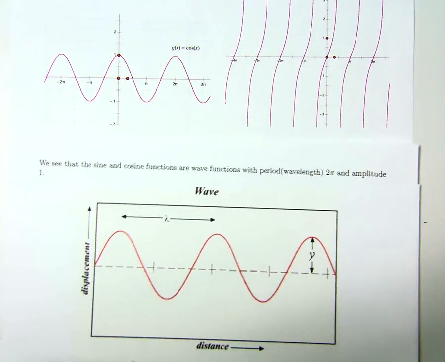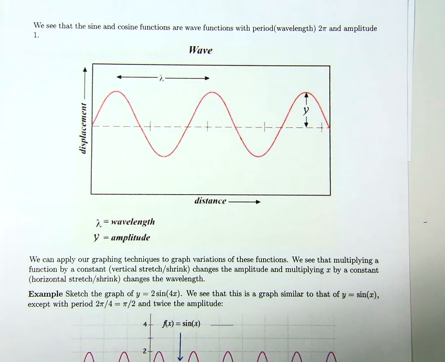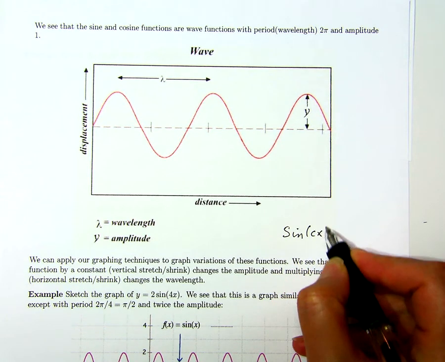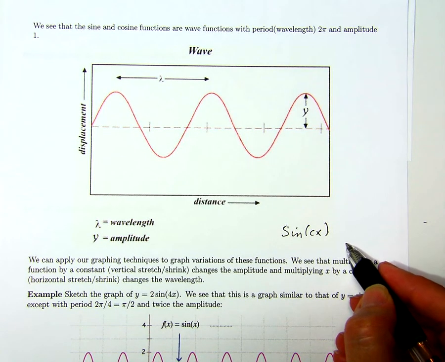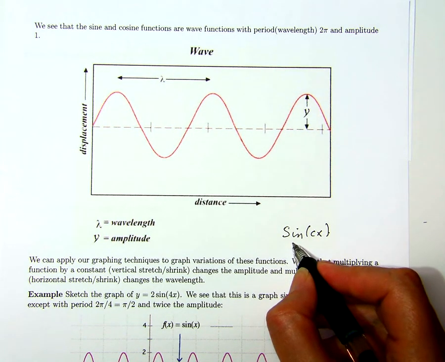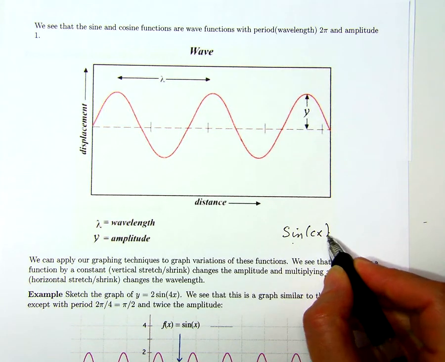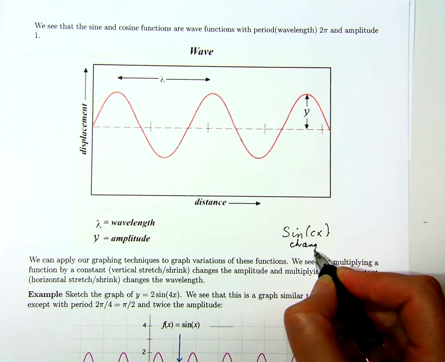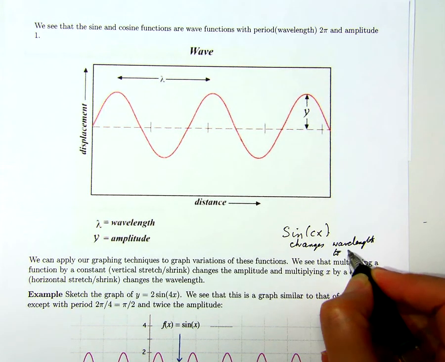And now we know from our graphing techniques that if we look at the function, say sine of cx, if we multiply x by c, this shrinks or expands the graph horizontally, and this shrinks or expands the wavelength by a factor of c. So it changes the wavelength to lambda over c.